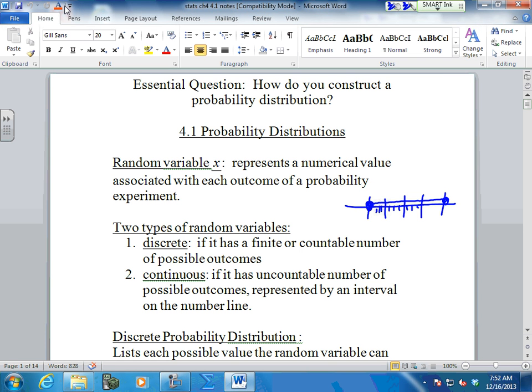I drink a glass of milk. I have 7.2 ounces of milk. I have 6.15 ounces of milk. It's continuous. It doesn't have to be the exact number. Discrete, on the other hand, is finite or countable. This is what we're going to remember discrete by. Discrete says this is 1, this is 2, this is 3, this is 4. It's a countable number.